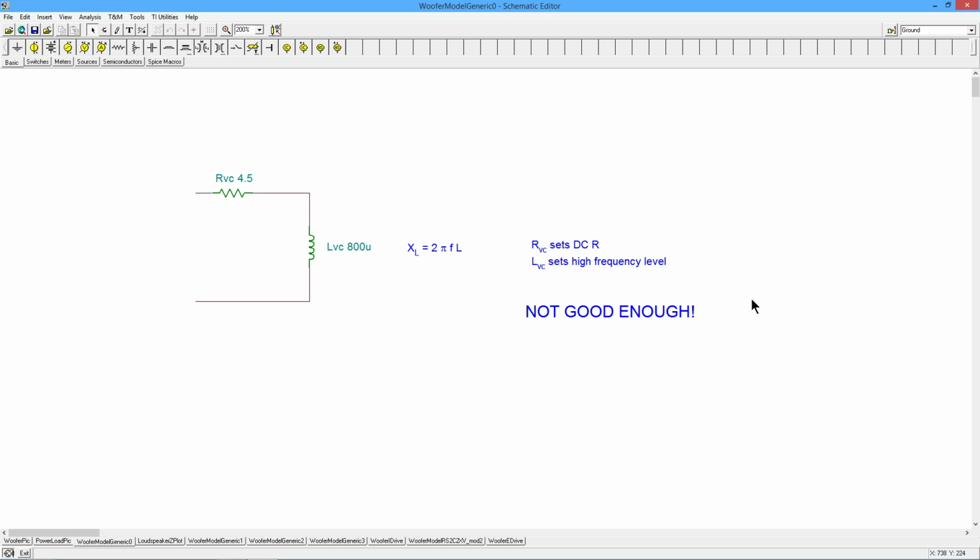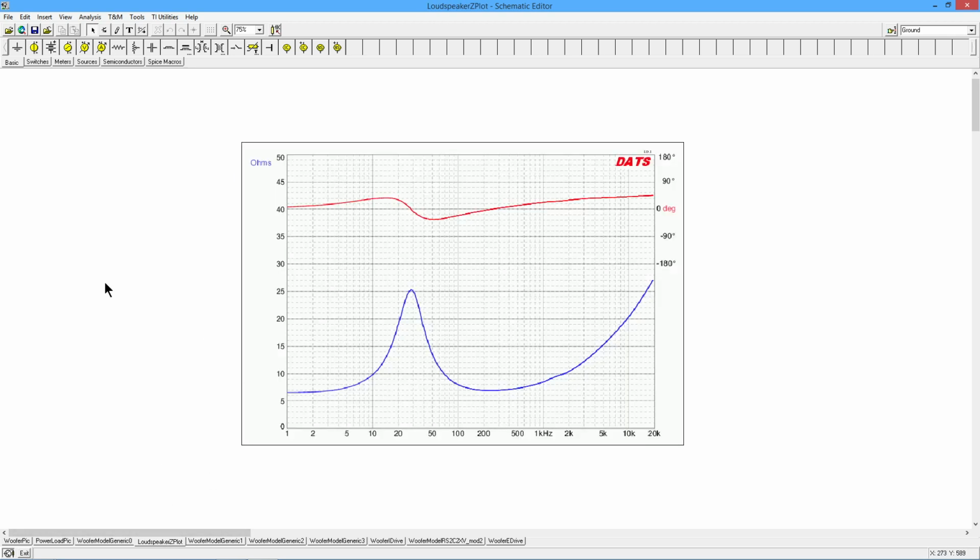Not good enough. Simply not good enough. This is not going to cut it. Okay, it's better than just having 8 ohms, but it's not what it really looks like. What does a loudspeaker impedance plot really look like typically? It looks something more like this. And you can see this is not flat and then rising. There is this obvious big hump down here in the bass.